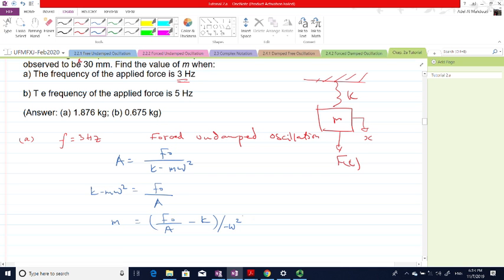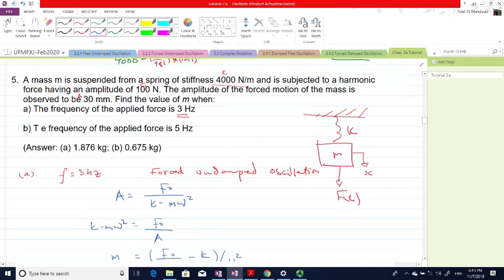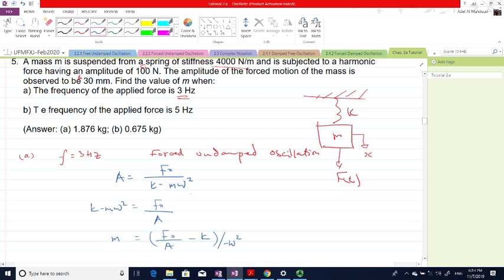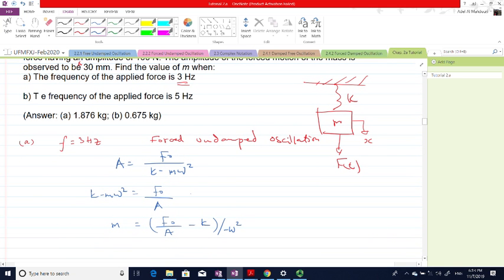So you just put the values. F naught is given, 100 Newton. A is 30 millimeter, and K is 4,000 Newton per meter, and omega we can find by 2 pi F. So omega will be equal to 2 pi F. Let's call this M1. So 2 pi multiplied by F, which is 3 Hertz, that will be 6 pi radians per second.